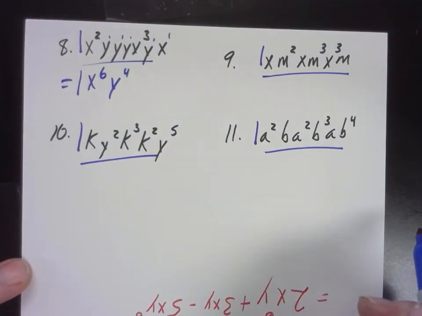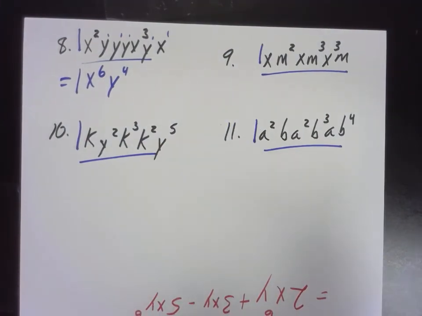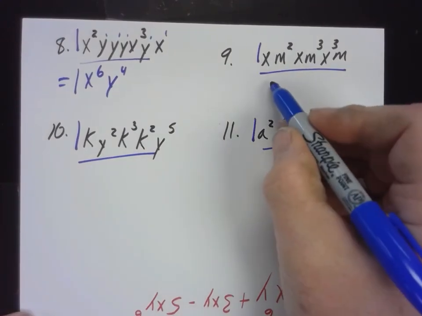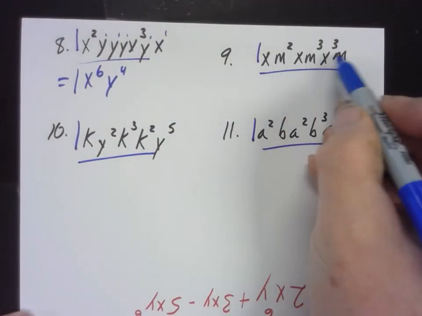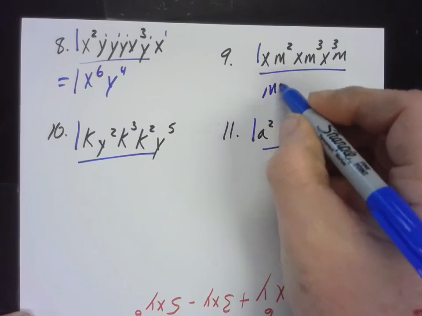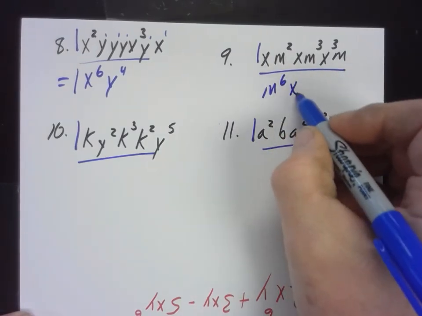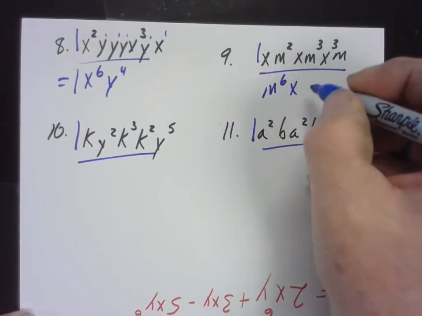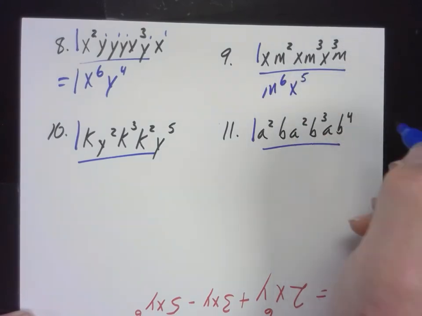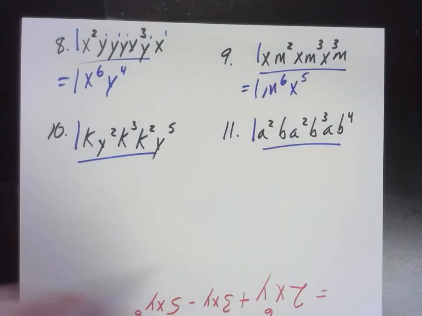Okay? You understand? Over here, I'm going to multiply the m's together first. I believe that gives me m to the 6th, and then the x's give me x to the 5th. And if you want to put the 1 there, you can. That's it. These aren't that hard, are they?